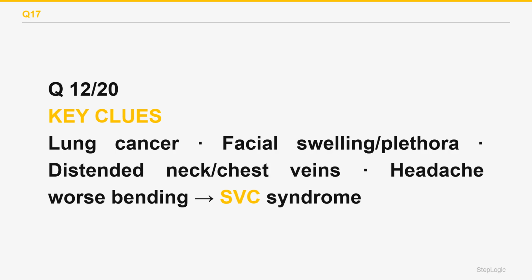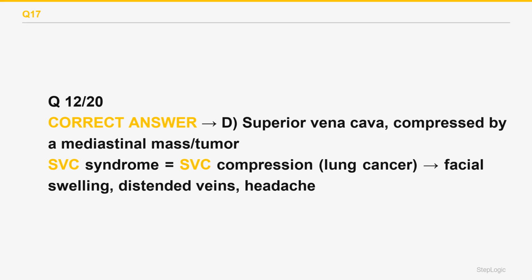The SVC drains venous blood from the head, neck, upper chest, and arms back to the heart. When it is compressed, that blood backs up, producing facial and upper body swelling and plethora, distended neck and chest wall collateral veins, and a headache from raised venous and intracranial pressure that worsens when bending forward or lying down, and in the morning. The correct answer is D.